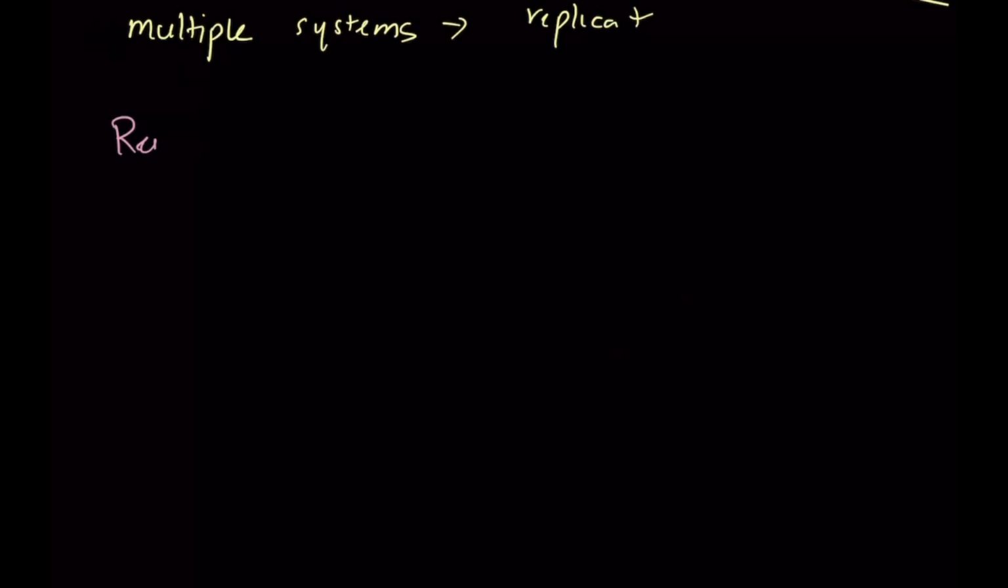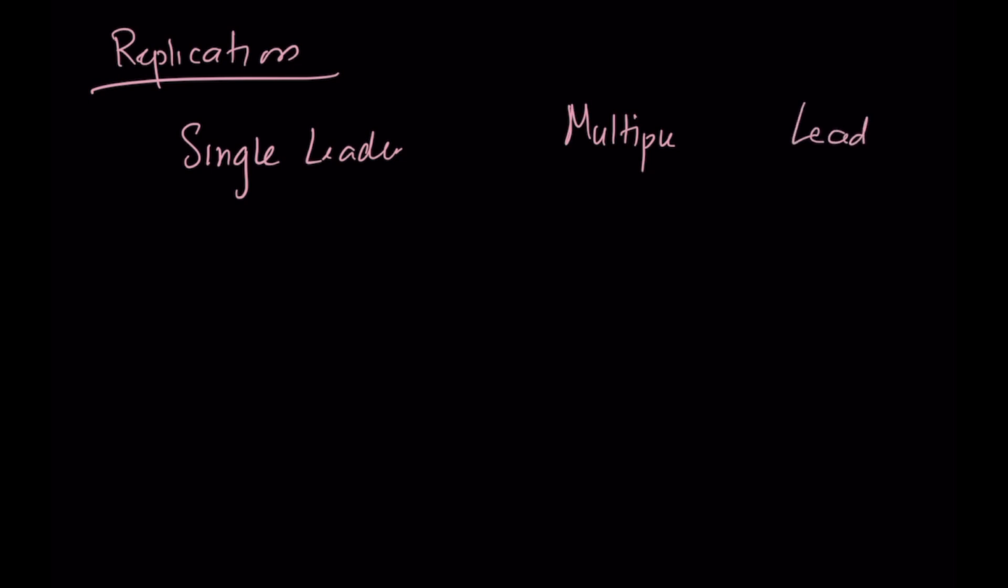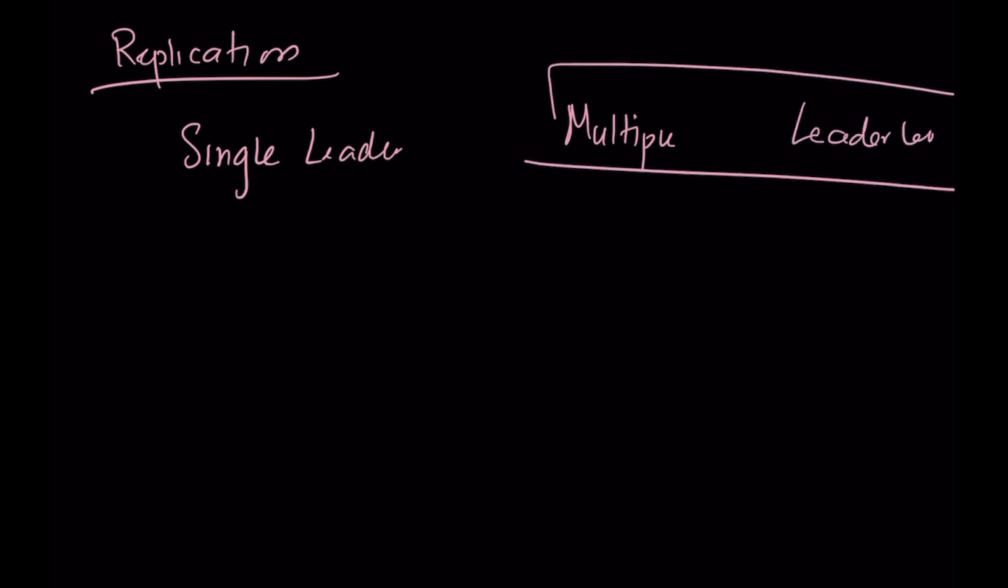Now, when we have multiple systems, the first topic we're going to talk about is replication. There are three types of replication: single leader, multiple leader, and leaderless. To understand, we'll start with the multiple leader replication and the leaderless replication. Leaderless means there's no leader.